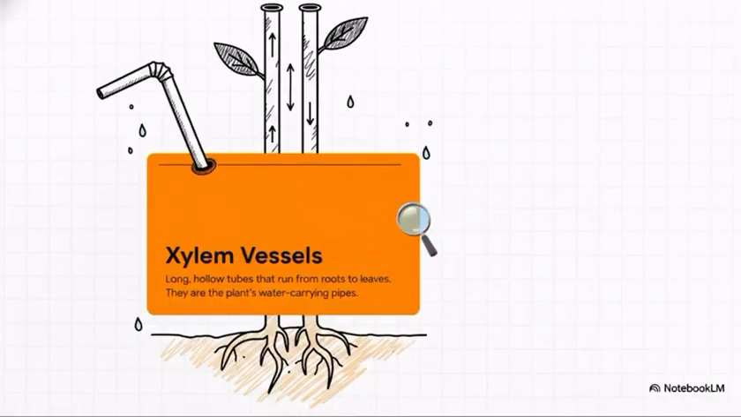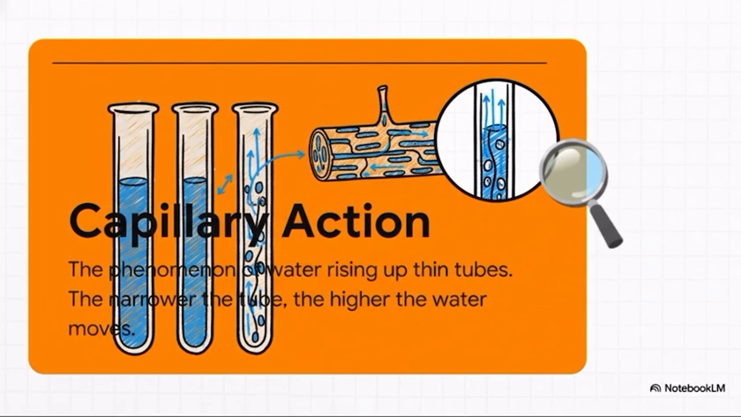So these pipes have a name, and this is a key term you'll want to remember: xylem vessels. They're these incredibly long, hollow, continuous tubes. For your studying, just think of them as the plant's built-in, super thin drinking straws. So how do these straws work without any suction? Well, the answer is a physical force called capillary action. It's this really cool phenomenon where water just naturally wants to climb up inside very thin tubes. And since the xylem vessels are so incredibly narrow, this effect is strong enough to help pull water all the way up the stem, completely defying gravity.